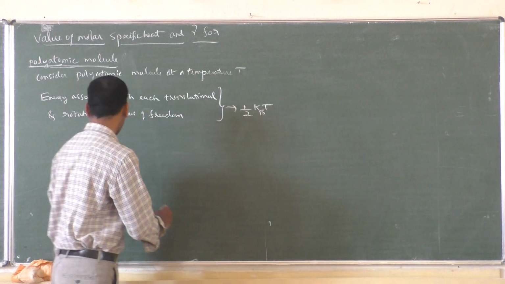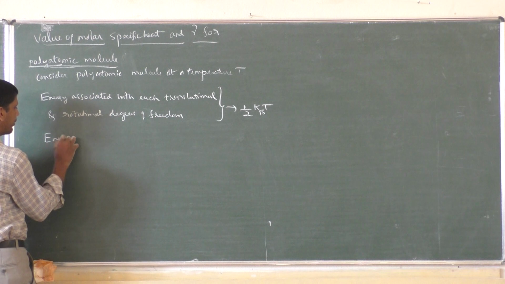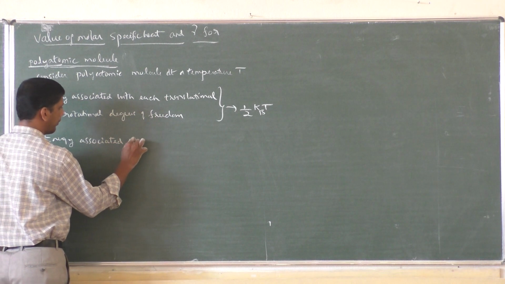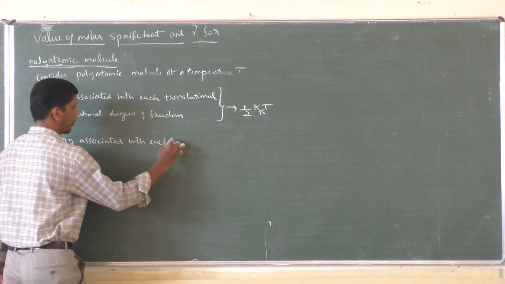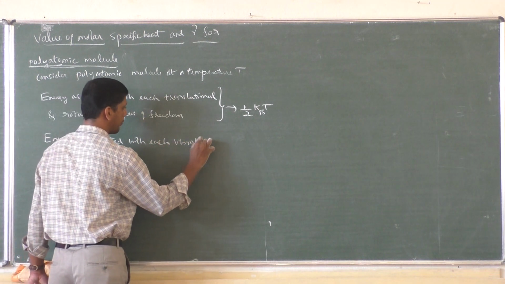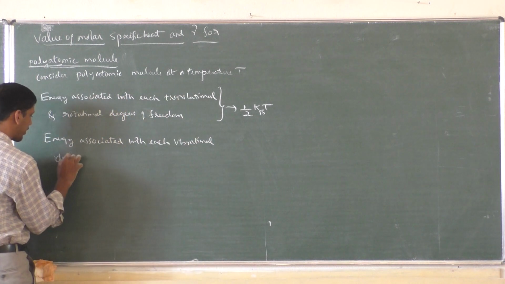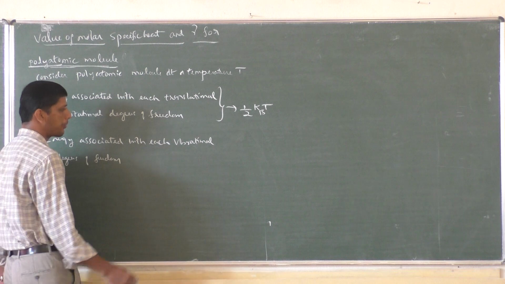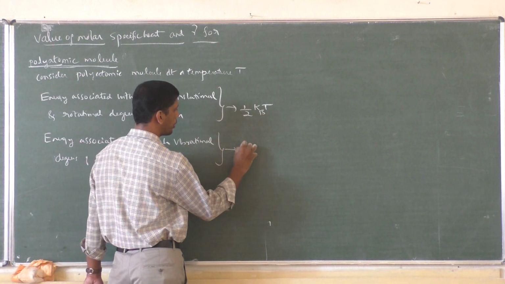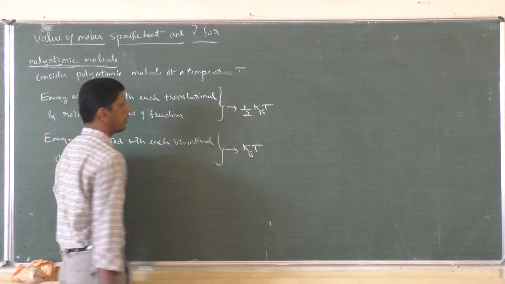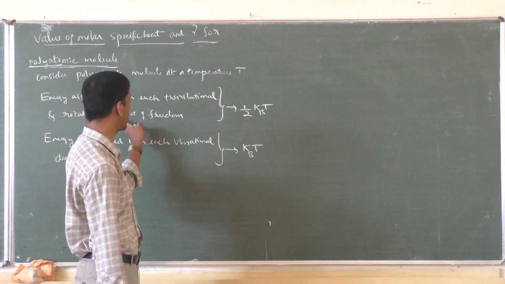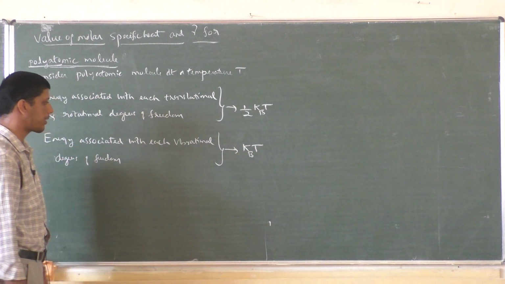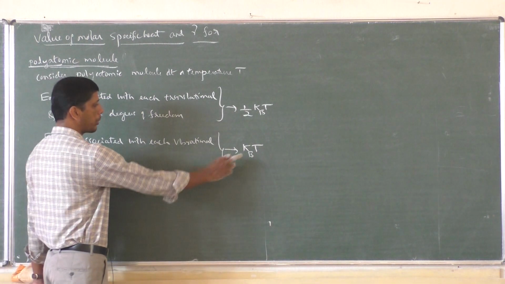And also we know the energy associated with each vibrational mode, each vibrational degree of freedom. What is the value? ಒಂದೊಂದು ವೈಬ್ರೇಷನಲ್ ಡಿಗ್ರೀಸ್ ಆಫ್ ಫ್ರೀಡಮಿಗೆ ಡಿಸ್ಟ್ರಿಬ್ಯೂಟ್ ಆಗುವಂಥ ಎನರ್ಜಿ ವ್ಯಾಲ್ಯೂ ಶುಡ್ ಬಿ ಈಕ್ವಲ್ ಟು KBT. ಟ್ರಾನ್ಸ್ಲೇಷನಲ್ ಮತ್ತು ರೊಟೇಷನಲ್ ಡಿಗ್ರೀಸ್ ಆಫ್ ಫ್ರೀಡಮಿಗೆ ಡಿಸ್ಟ್ರಿಬ್ಯೂಟ್ ಆಗುವಂಥ ಎನರ್ಜಿ ಹಾಫ್ KBT, whereas the energy distributed to vibrational degrees of freedom should be equal to KBT.